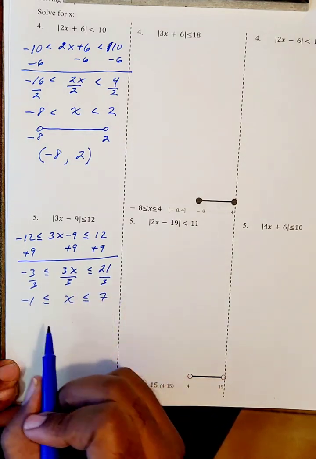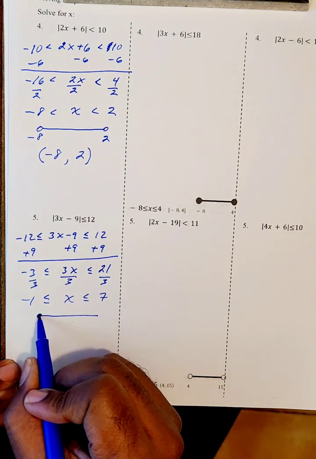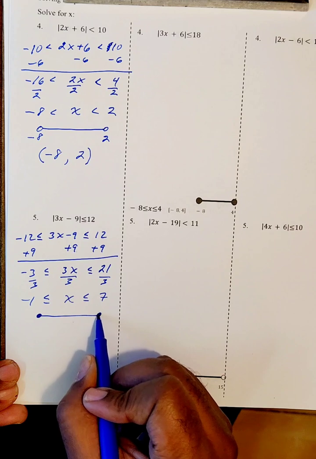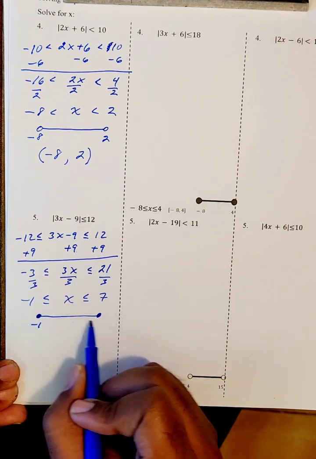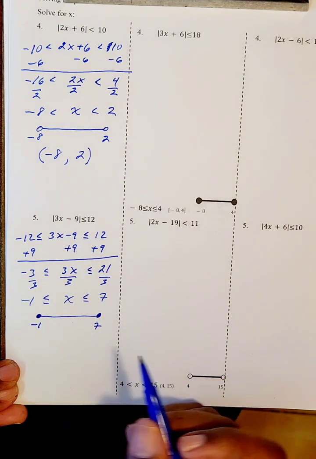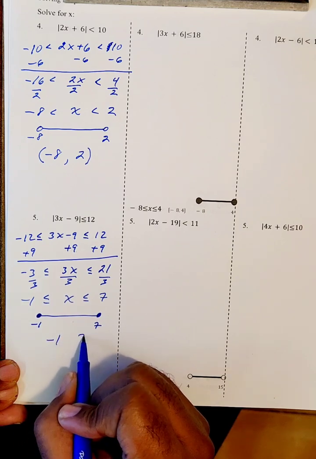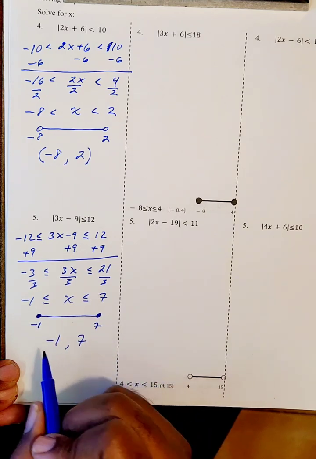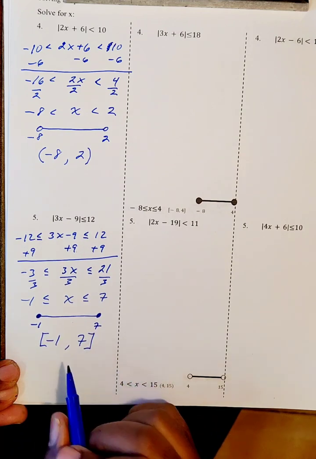Now the graph for this is a line segment that goes from negative 1 to 7 with closed circles to include the negative 1 and the 7. Now the interval notation for this will be left side negative 1, right side 7 with comma between, and a bracket showing that we're including negative 1 and a bracket showing that we're including 7.